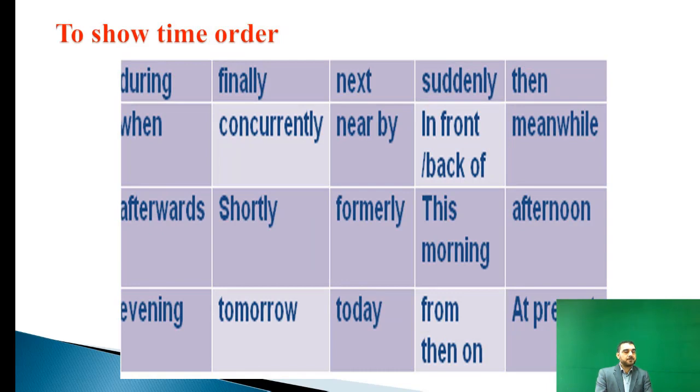Another type of transition words are those that show time order. For example, during, when, afterward, shortly, tomorrow, finally, concurrently, next, nearby, formerly, today, this morning, from then on, in front of, back of, suddenly, then, meanwhile, afternoon, at present.